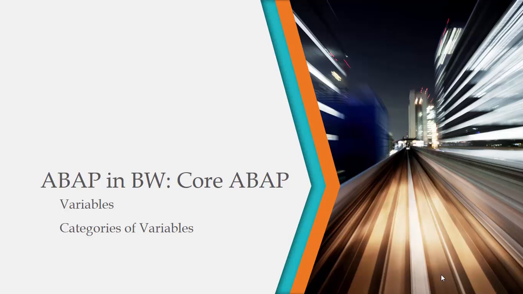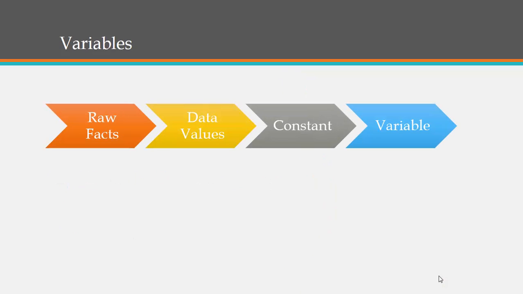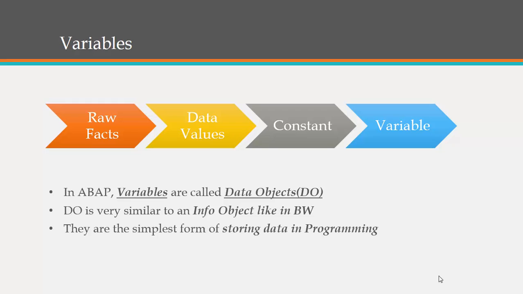Hello friends, so in this class we will be learning about variables and categories of variables. So from raw facts we have extracted data values, which we can convert to constants and then store these constants in variables for further data processing and reusability. In ABAP, variables are called data objects.